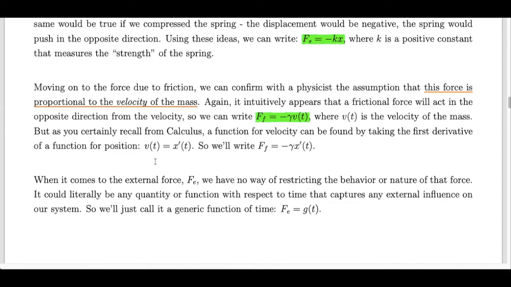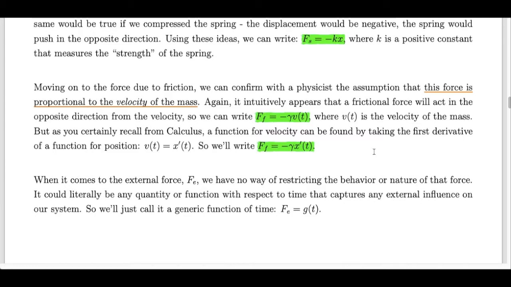But you remember from calculus that the velocity of an object is simply the derivative of the position function for that object. So instead of writing this force due to friction in terms of velocity, I can actually write it in terms of position. Well, not position directly, but the first derivative of position.